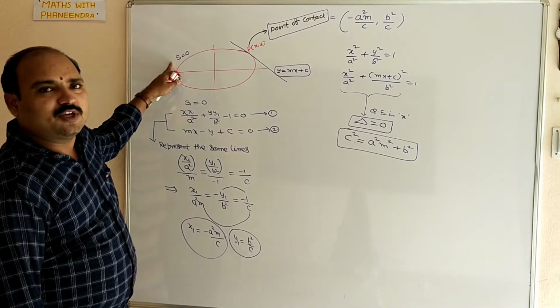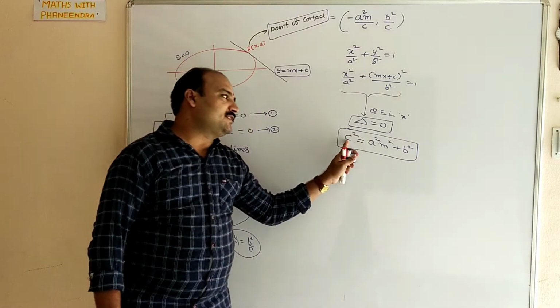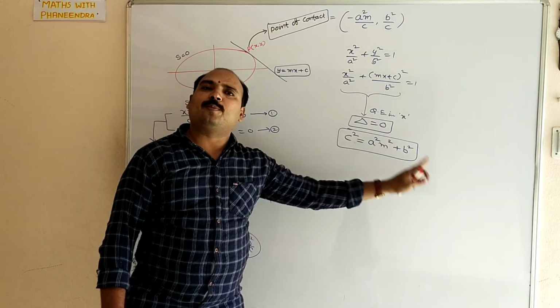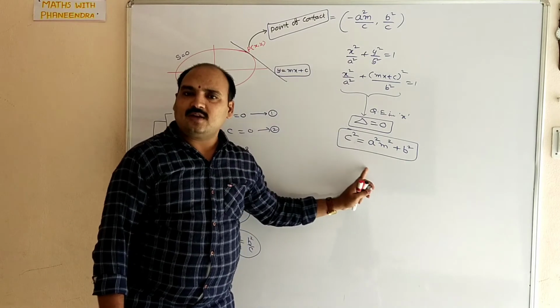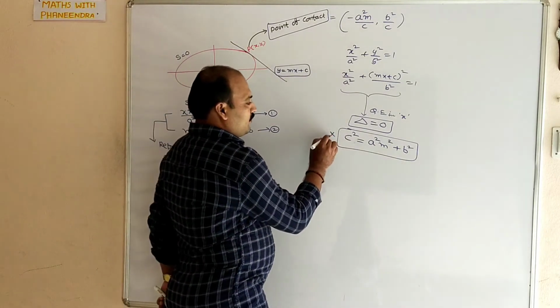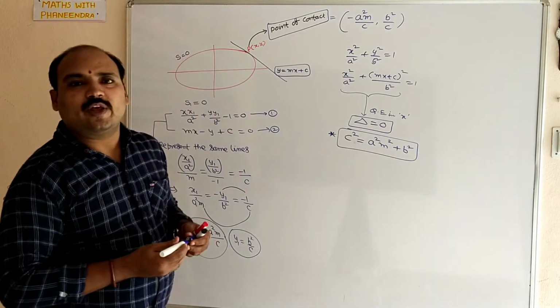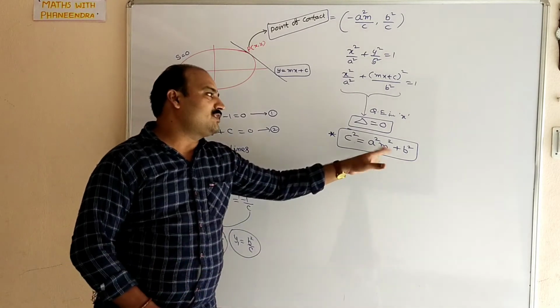S is equal to 0. Then the condition is c square equal to a square m square plus b square. This is the condition. C square equal to a square m square plus b square.